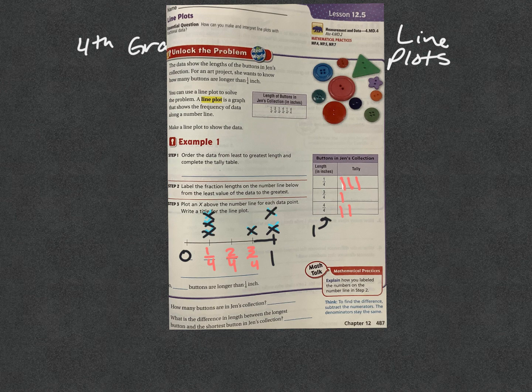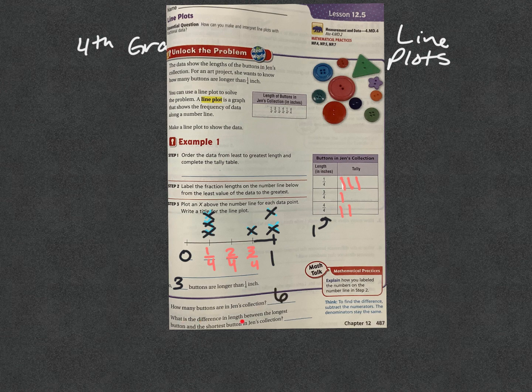How many buttons are larger than 1/4 inch? Well, these 3 are 1/4 inch, so how many are larger than just these 3? The line plot has a line, and we plot out which numbers we've got, and we can see them stack up above each other, which makes them organized in a way that's easier to count. How many buttons are in her collection? Well, there's 1, 2, 3, 4, 5, 6 in her collection.